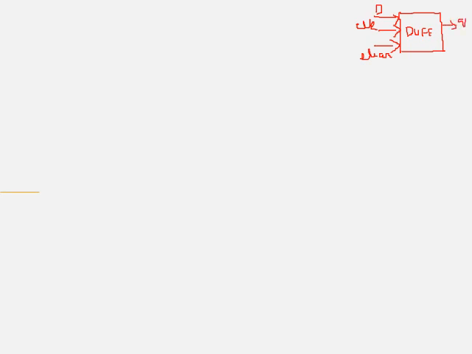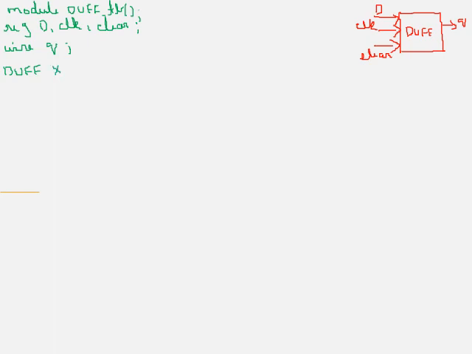So the program module, say DFF underscore TB. Declare D, clock and clear as registers and the output Q as wire. Now I will instantiate DFF. Let me take X1 as the instance name, with connection by order: D, clock, clear and Q.